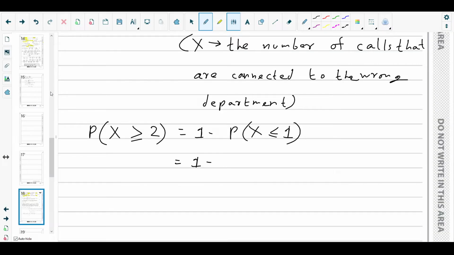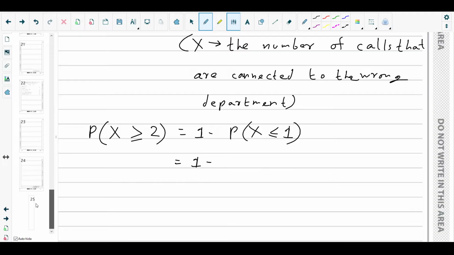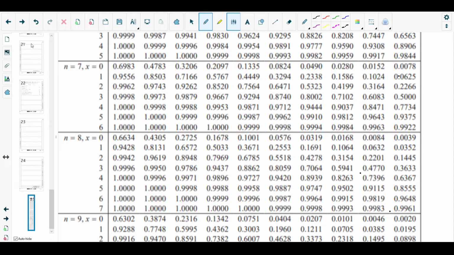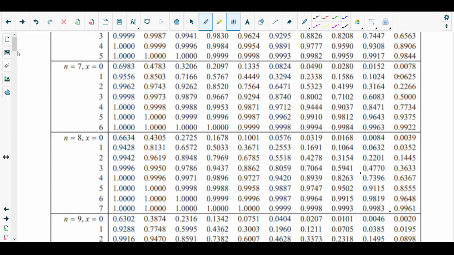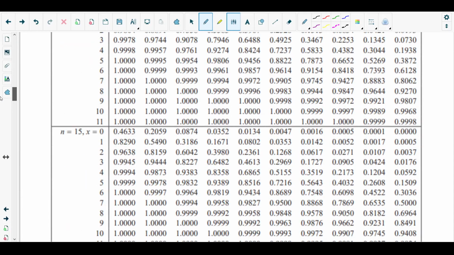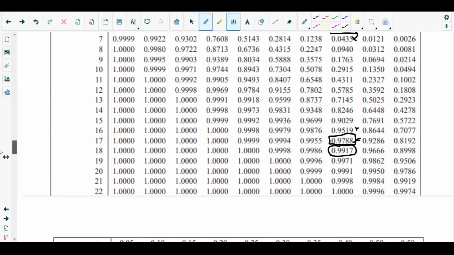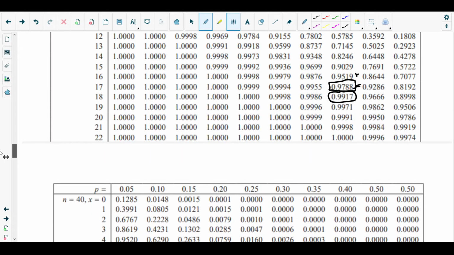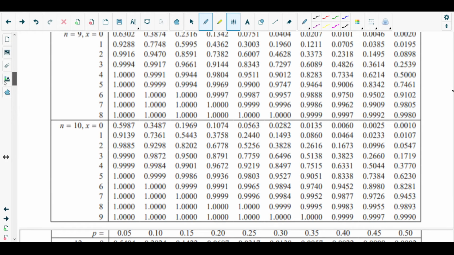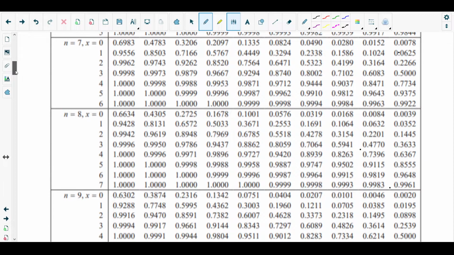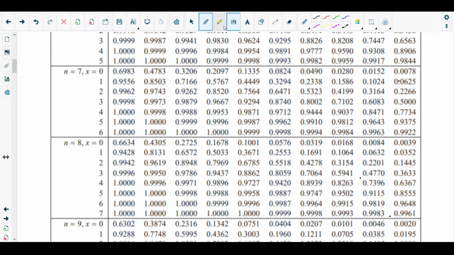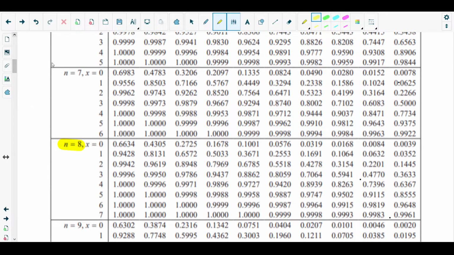So let's see the distribution table. You will have these in the formula booklet that will be given with your exam question. In the Statistics 2 part, you can see these tables. This is for binomial, showing the cumulative distribution, that means the sum of the probabilities. We have n equals 8, and we need X less than or equal to 1.